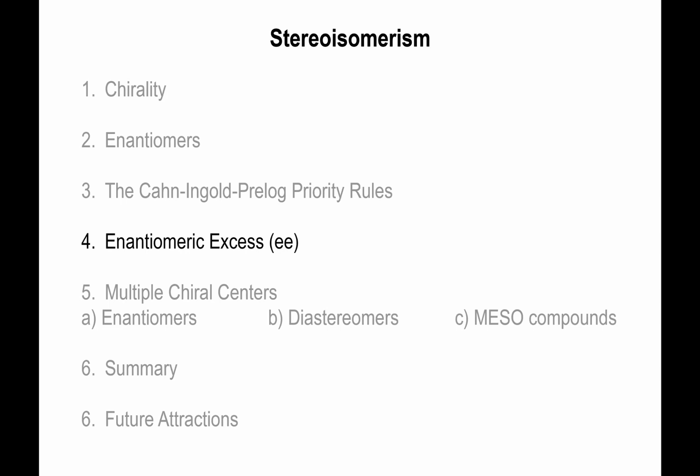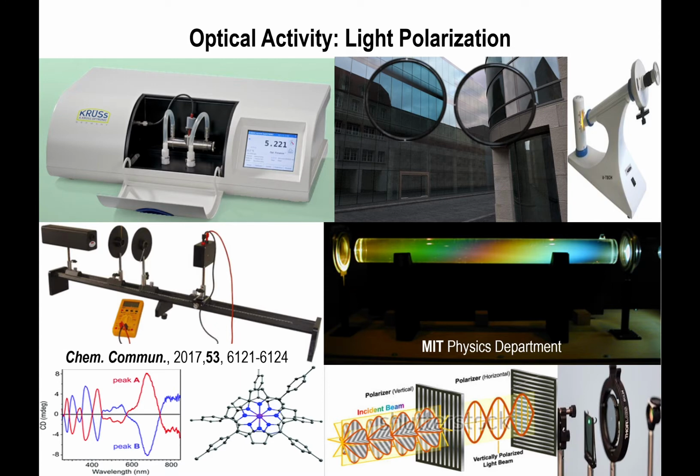Let's talk about the enantiomeric excess concept. When you do have chiral molecules, there is an interesting interaction between light and the chiral complex that you may be dealing with. In particular, there is this idea of the polarization of light.